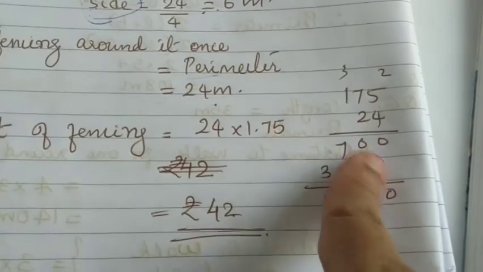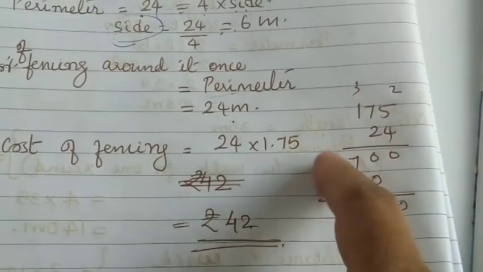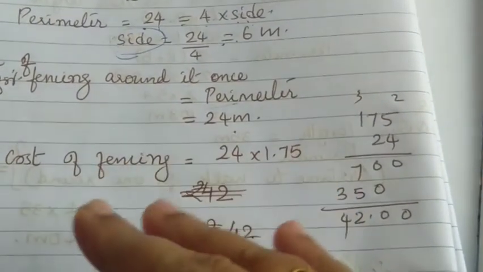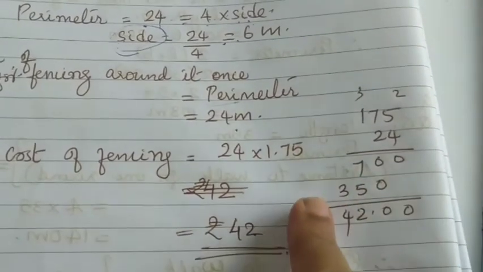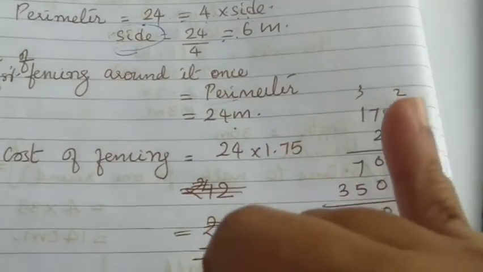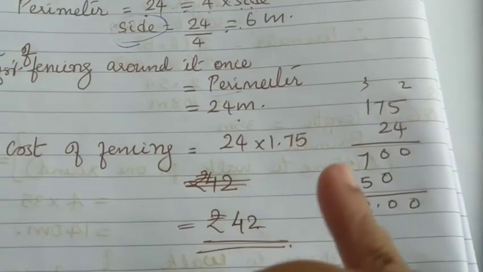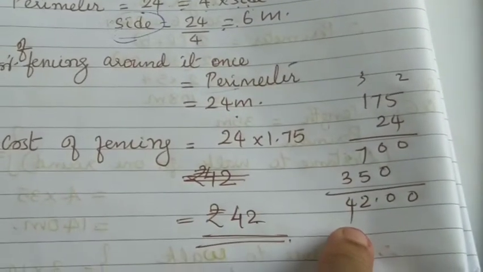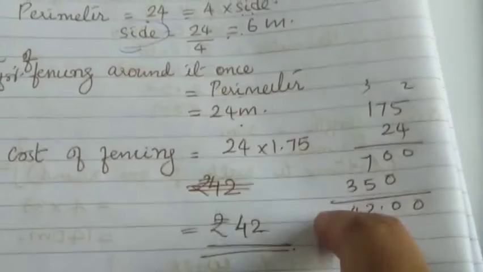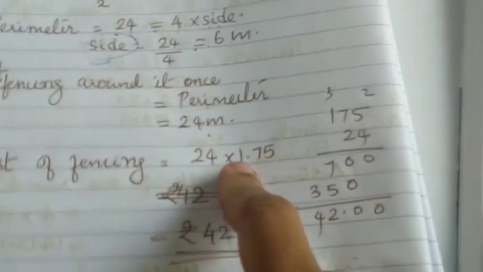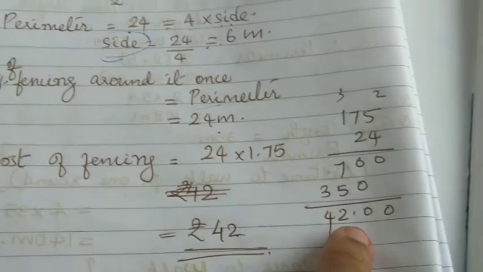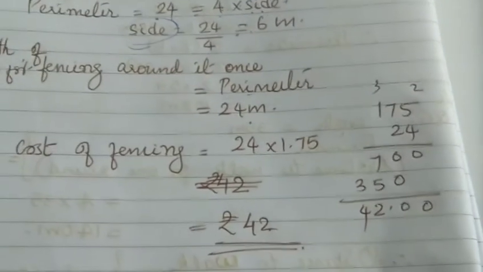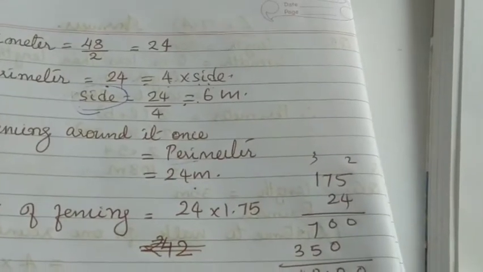175 into 24. 5 4s are 20. 7 4s are 28 plus 2. 2 remainder. 3 remainder. 1 4s are 4. 4 plus 3 is 7. Then 2 5s are 10. Remainder 1. 7 2s are 14 plus 1, 15, 1 remainder, 1 2s are 2 plus 1, 3. Then while adding, we will get 4200. But in the question, there are 2 decimals. So in the answer also, there must be 2 decimal points. So 42 rupees. So the cost of fencing is actually 42 rupees.